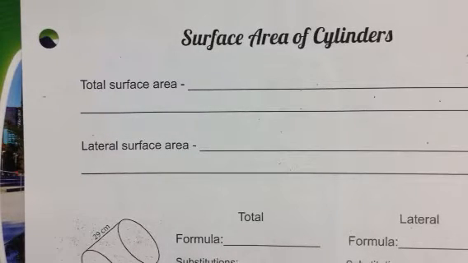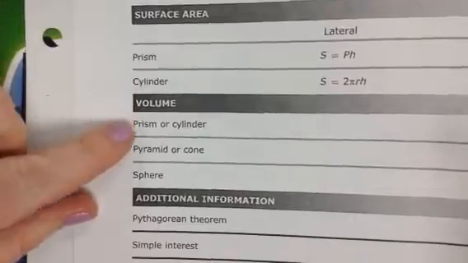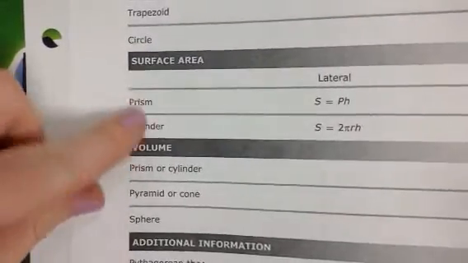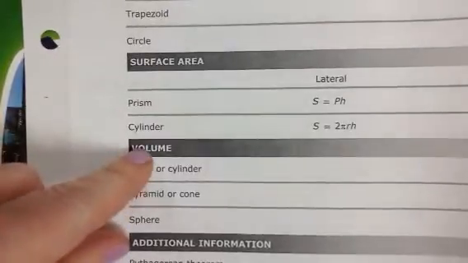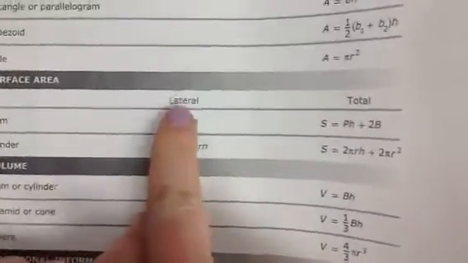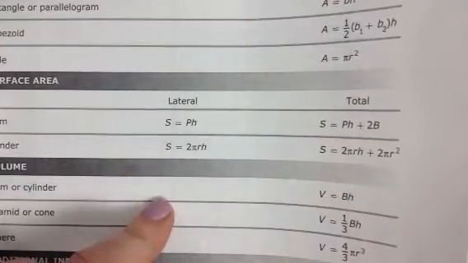The notes are about surface area of cylinders, so I'll be showing you how to use that formula from your chart. We've already practiced all of the different volume ones, so now we're just right above it. We're starting with cylinder because it's the easier one. You'll notice that there's two types of surface area formulas.